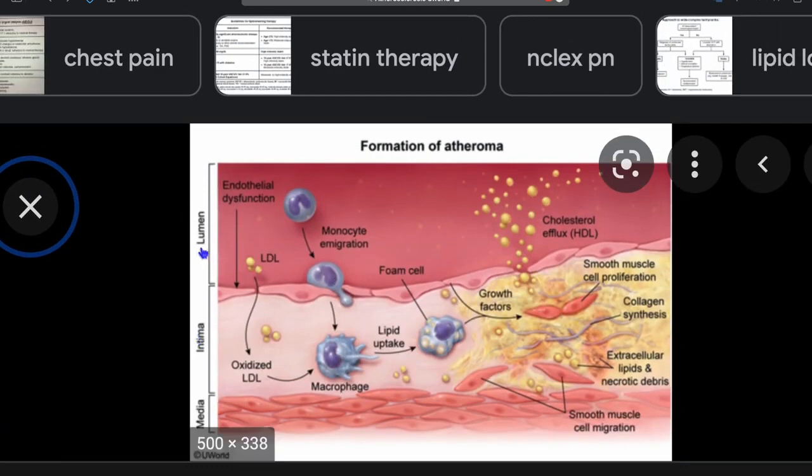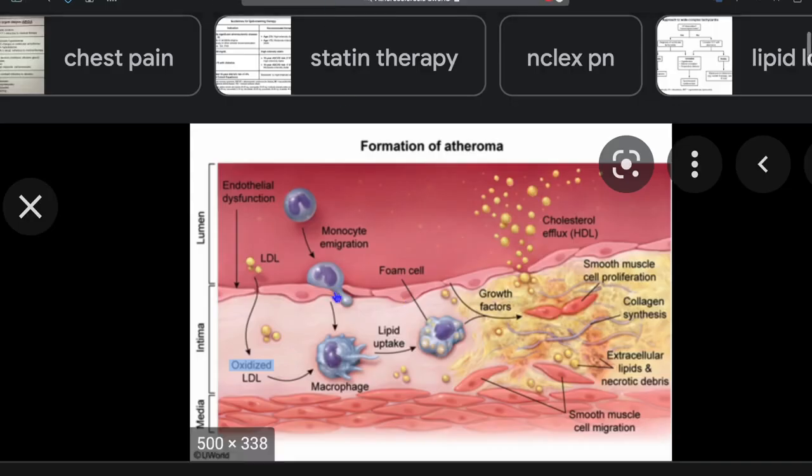We can comprehend this. Okay, so this is the lumen, right? This is the intima layer, and then this is the media. So we have endothelial dysfunction, right? So there's some kind of problem there. You have macrophages coming in, as well as LDL, and then the oxidized LDL gets taken up by the macrophage, and when the macrophage and LDL get mixed, it's called a foam cell, right? So lipid uptake of macrophages.